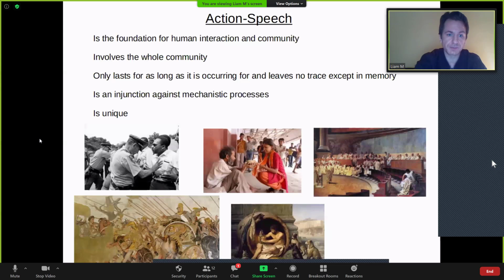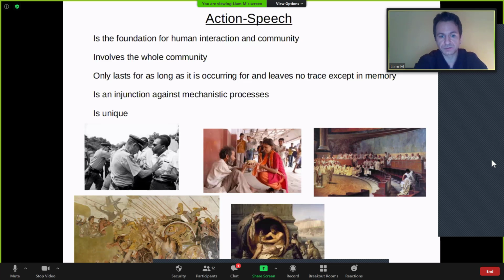So here we have some examples. MLK, Martin Luther King, with the civil rights movement in the 1960s. So action here, it involves the whole community, because in MLK having his civil rights demonstrations all throughout the 50s and 60s, he changes the whole of American culture by doing that, and in fact, in some ways changes the world as well. We've got another example, a more personal one, of a person feeding the poor. That is an injunction against the mechanistic process of poverty.